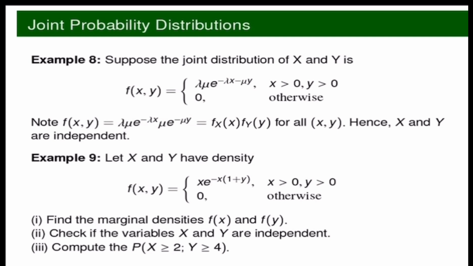So if you want to investigate that, you need to first get what is your f of x and what is your f of y. And of course, in question 3, it says compute the probability of x greater than or equal to 2 given y greater than or equal to 4.